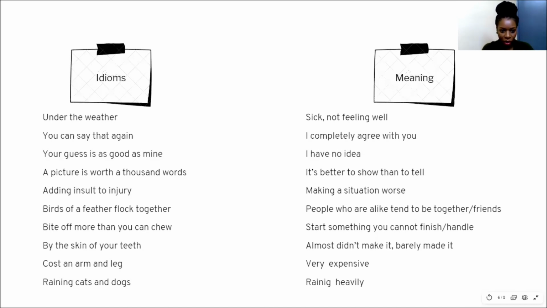By the skin of your teeth. That is to say when you do something and then you barely make it. So it's like almost you didn't make it. Let's say right now there's a curfew, right? Well, I think the curfew has been lifted, but let's say there's a curfew. You know what a curfew is? Curfew is couvre-feu. So right now there's a curfew.